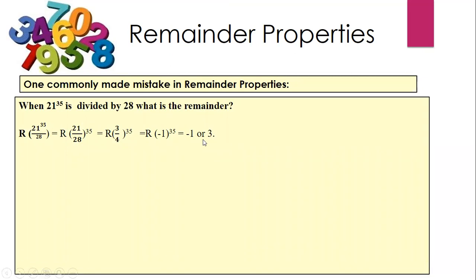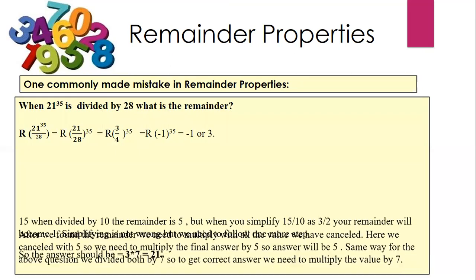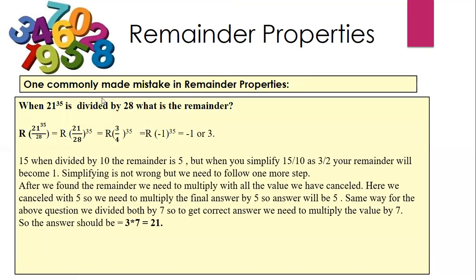But it is a wrong answer, because if we say 15 when divided by 10, our remainder has to be 5. But when you simplify, what is happening? 15 by 10 will be taken as 3 by 2, and 3 by 2 gives remainder 1. But the actual answer should be 5, and we are getting 1. So simplifying is not wrong, but if we are simplifying, with the final answer we need to multiply the value with the values which we have cancelled.